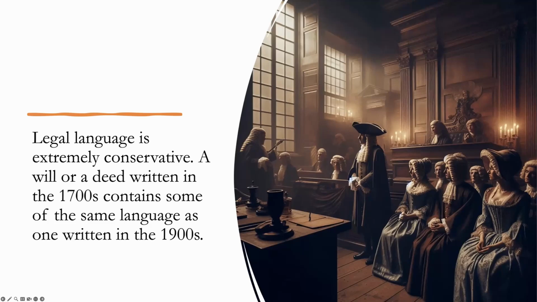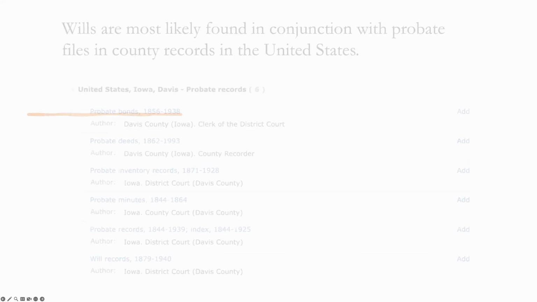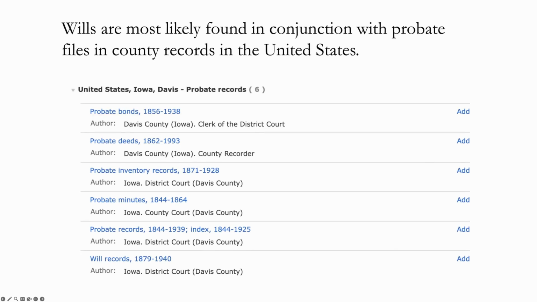What you're going to find is that a will written in the 1700s, even the 1600s, contains some of the same language as one written in the 1900s. Now, if we're getting into the 2000s, in the 20th century, you may find some variations on it because people are trying to do all sorts of things. Now, the wills are most likely found in conjunction with the probate files in the county records in the United States. Okay, so where are you going to find them? You're going to find them under probate.